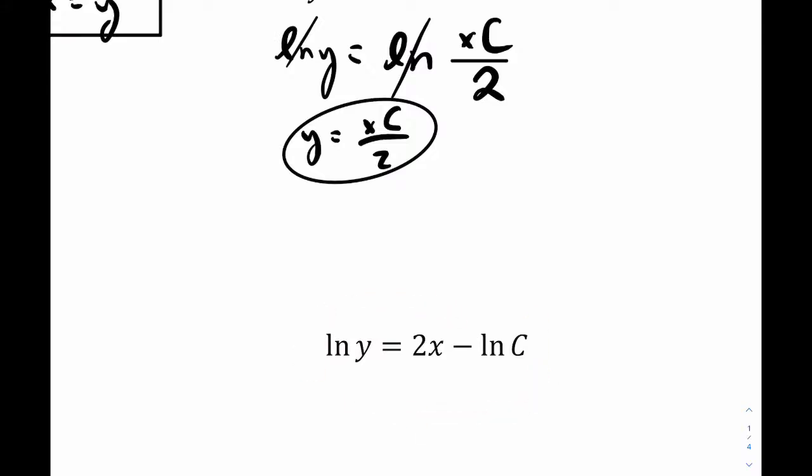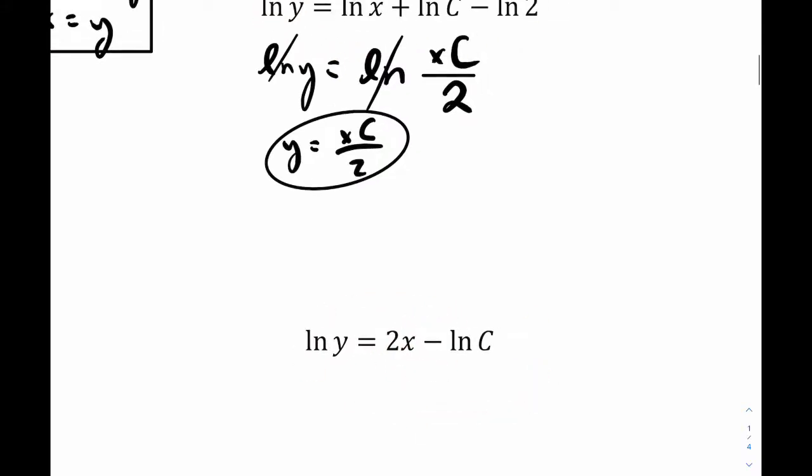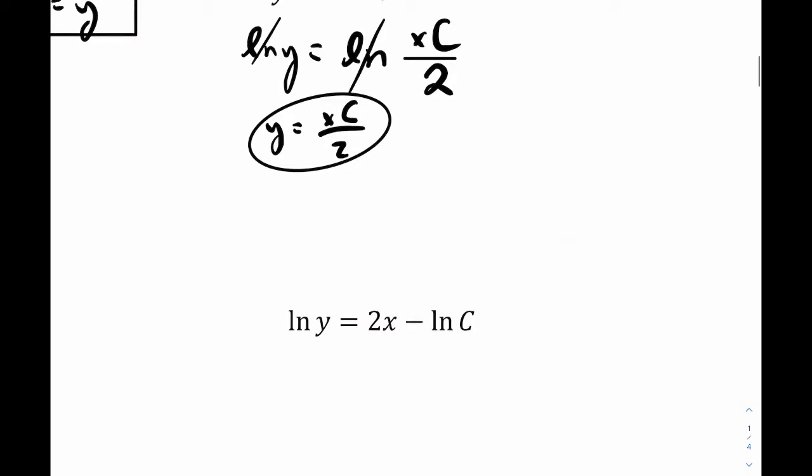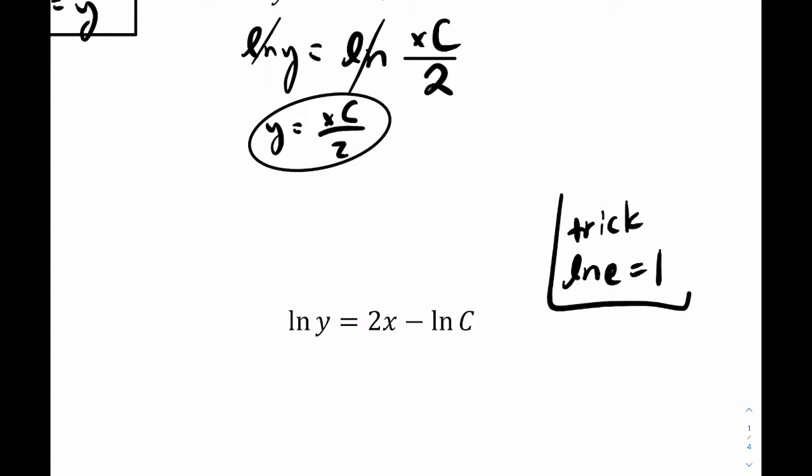Next one. This is kind of tricky because it's so different from the last one in the sense that there's no log here. So we're going to do a little trick. We're going to introduce a log. We're going to use the fact that natural log e equals 1 to help us here. So definitely write this down. This will help you on the homework problem.